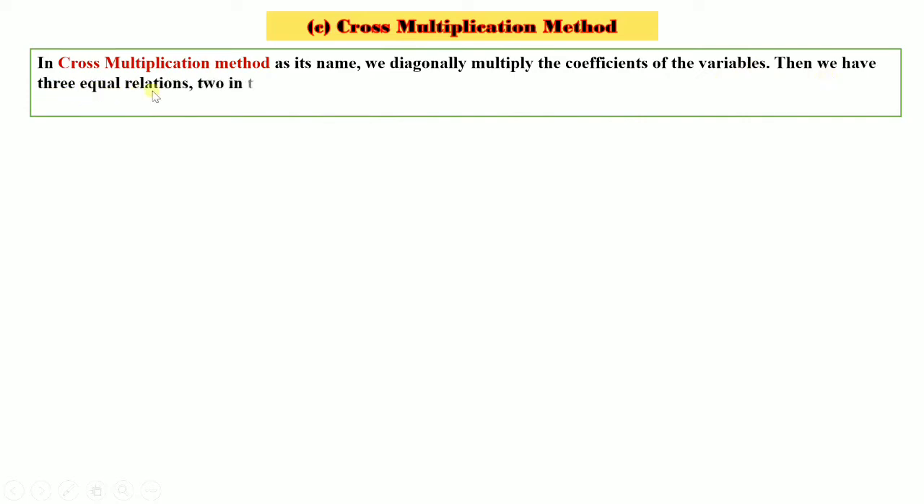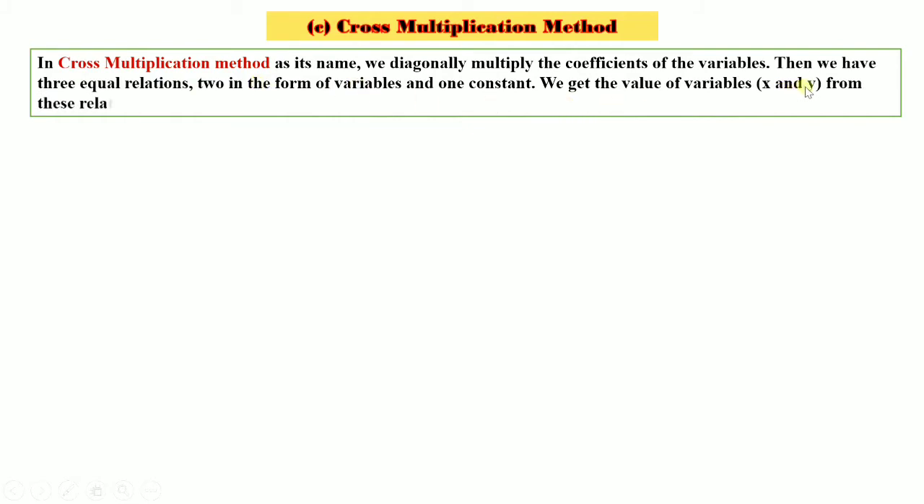Then we have three equal relations, two in the form of variables and one constant. I will explain what all three relations are. Out of these three relations, in the form of x, y and constant, we will get the value of x and y directly by cross multiplying from these relations.